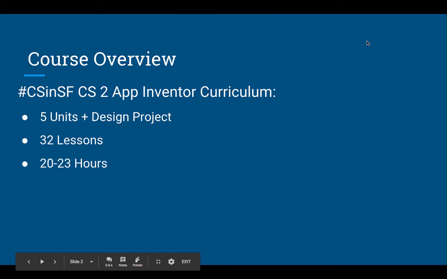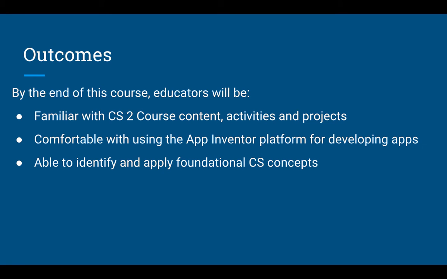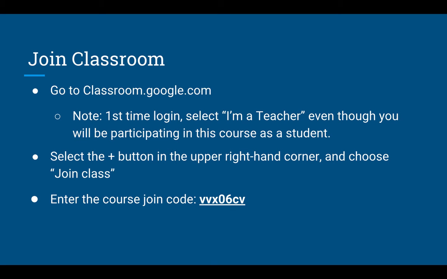This course covers the CSinSF CS2 App Inventor curriculum. There are 5 units currently plus a design project. This course will cover 32 of the lessons and should take 20 to 23 hours to complete. By the end of this course, educators who participate will be familiar with the CS2 course content, activities, and projects, comfortable with using the App Inventor platform for developing apps, and able to identify and apply foundational CS concepts.